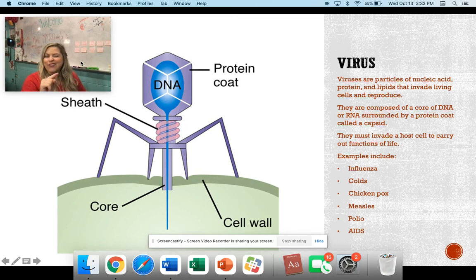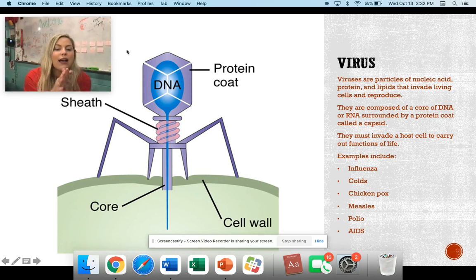So, hear that very closely. They must invade a host cell to carry out the functions of life. Examples of common viruses include influenza, colds, chickenpox, the measles, polio, AIDS, and probably the one that we're all the most familiar with at the moment, the coronavirus, COVID-19.